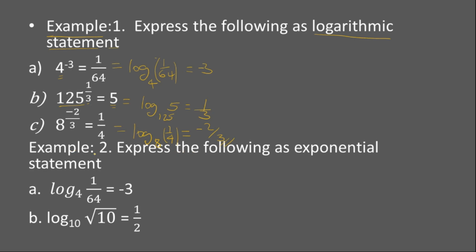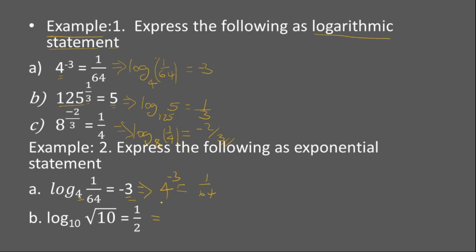The second example: expressing the logarithmic statement in exponential form. We need to express the logarithmic statement as an exponential statement. So for a, the logarithm of 1/64 to the base 4, we already expressed in the previous example. This means our base is 4, which can be written as 4 to the power of -3, which is equivalent to our product, 1/64. It can be written as 4 to the power of -3 equals 1/64.